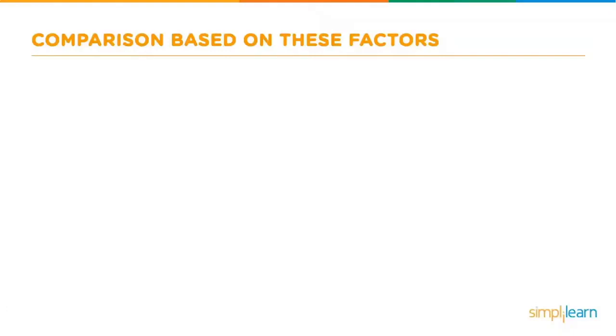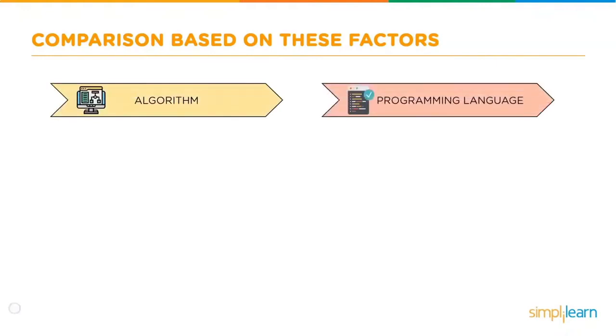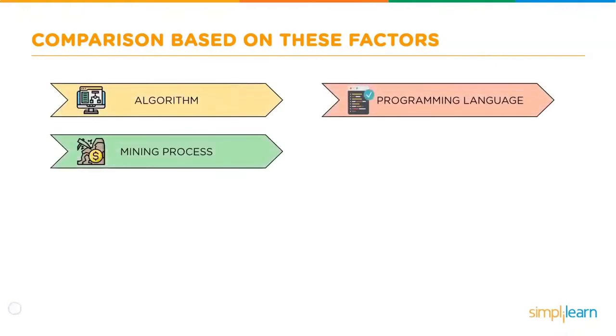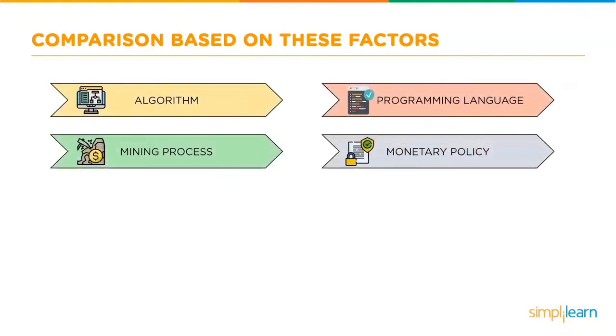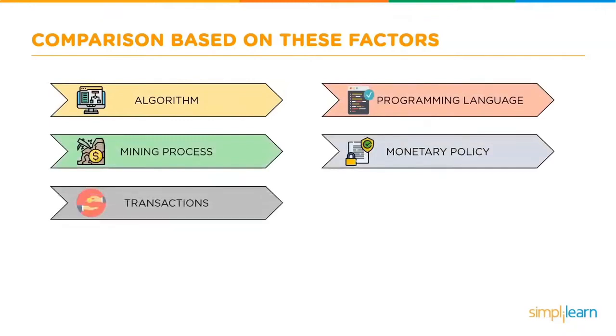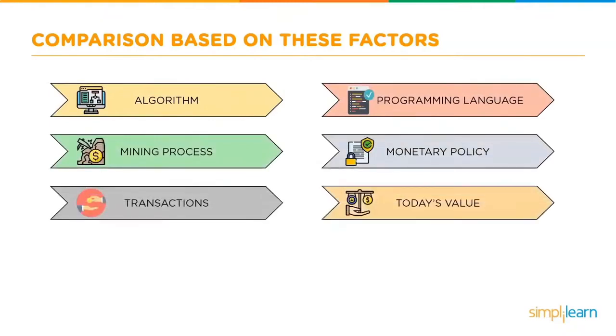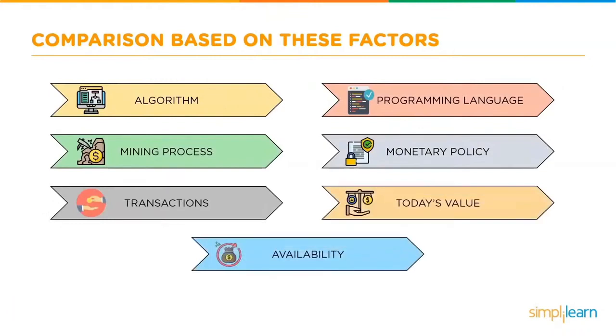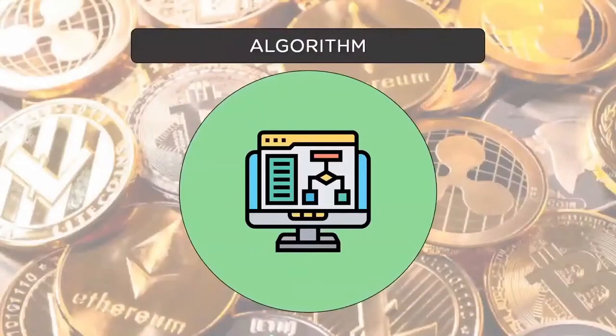Now, let's move on to the comparison between Dogecoin, Bitcoin, and Ethereum. We will be comparing them based on a few major parameters like algorithm, programming language, mining process, monetary policies, transactions, today's value, and availability. So let's move ahead and start with the very first comparison, the algorithm.